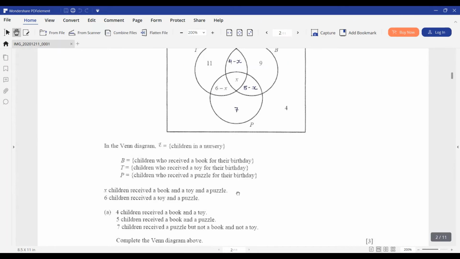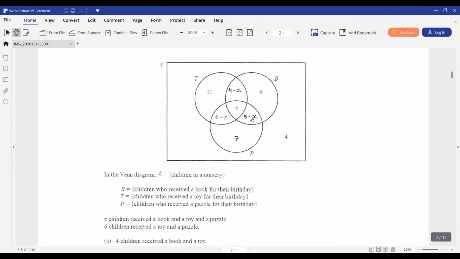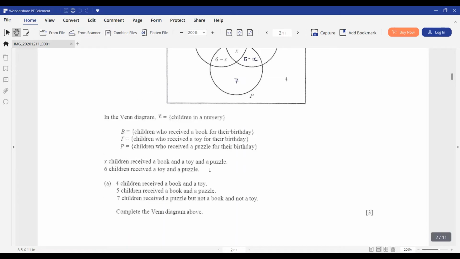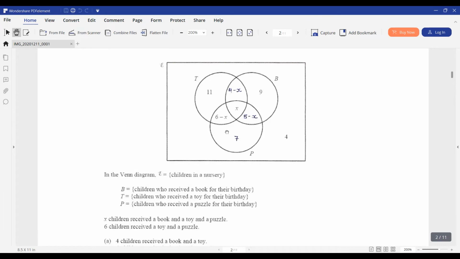5 children received a book and a puzzle. It should fall under this intersection, B and P's intersection. Again, we'll use the same trend: 5 subtract x. 7 children received a puzzle but not a book and not a toy. So not a book and not a toy should fall only in the P circle, and therefore it is this one right here. 7 is not shared among any of them, and so falls alone here.